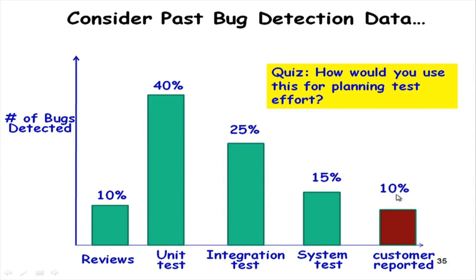So, this is the data for a company which has been shipping software to its customers, based on maybe 30 or 40 software products that it has shipped. It has collected the data on how many bugs are getting exposed by each of these techniques. So, how would the company or the test manager plan the test effort?